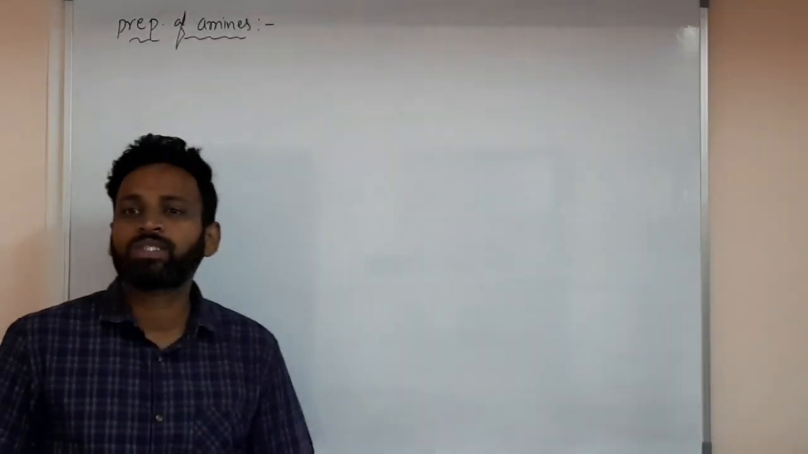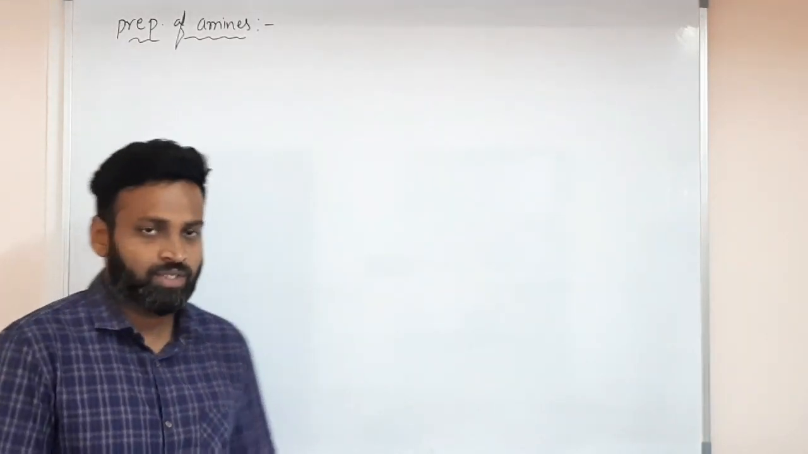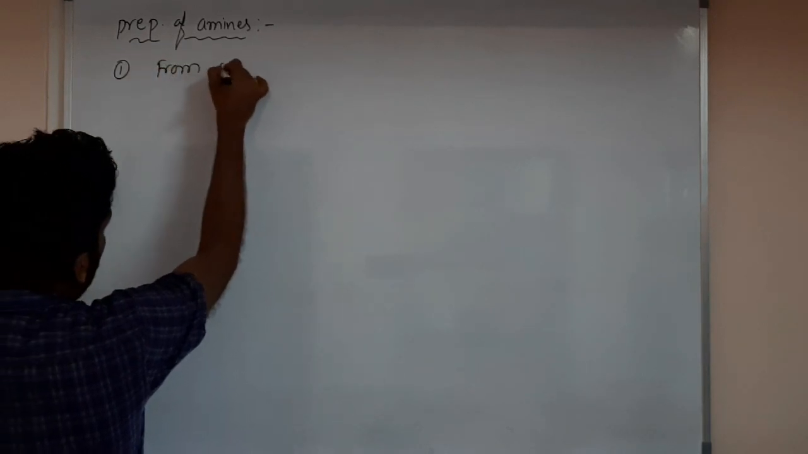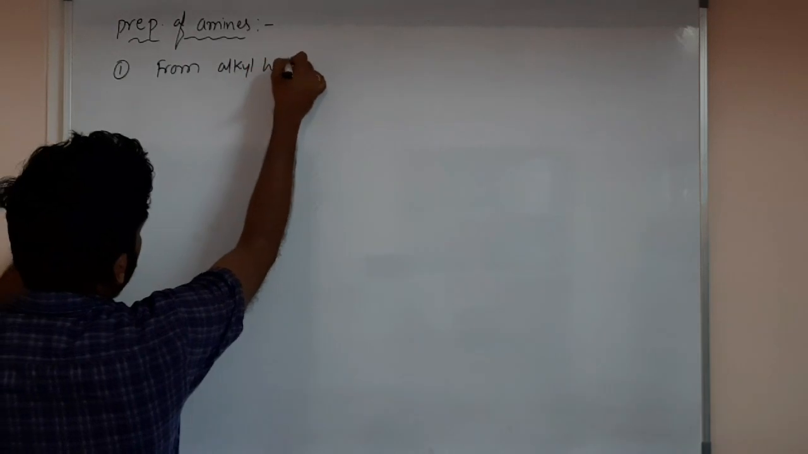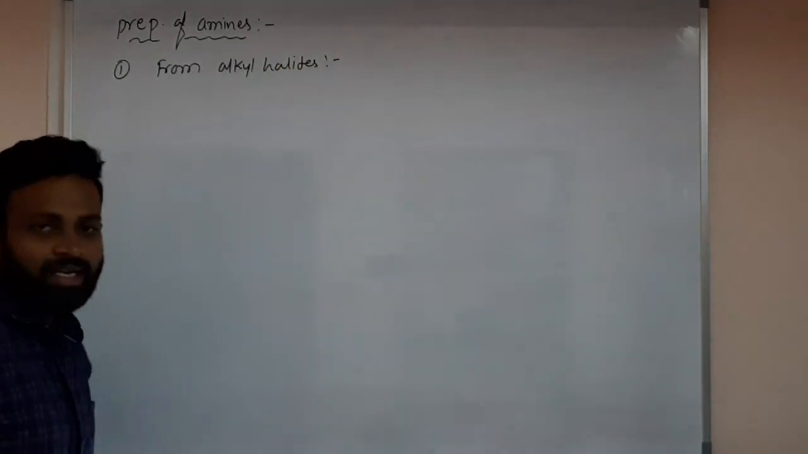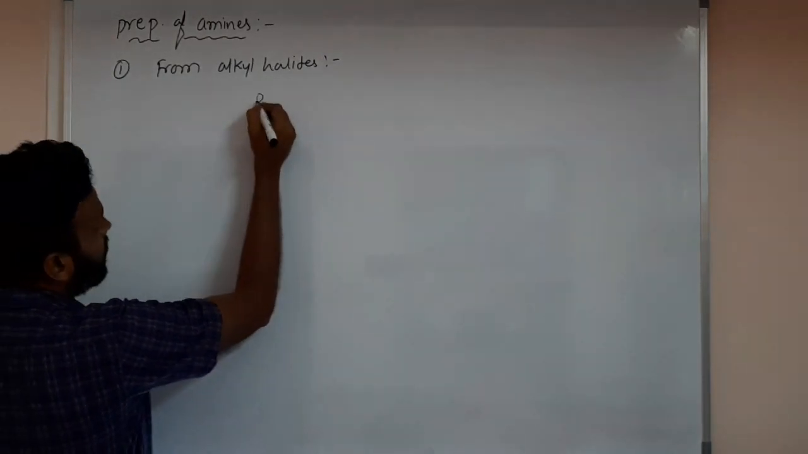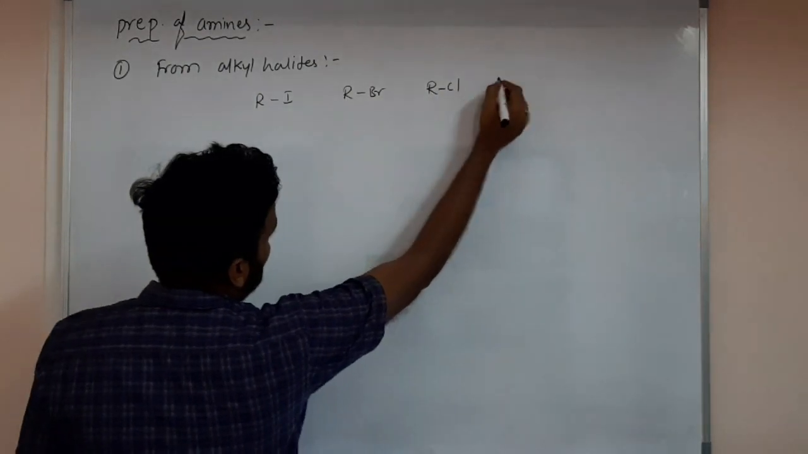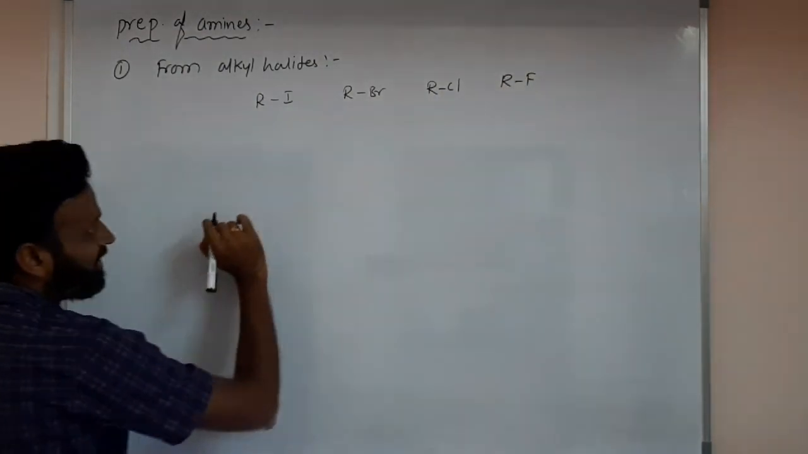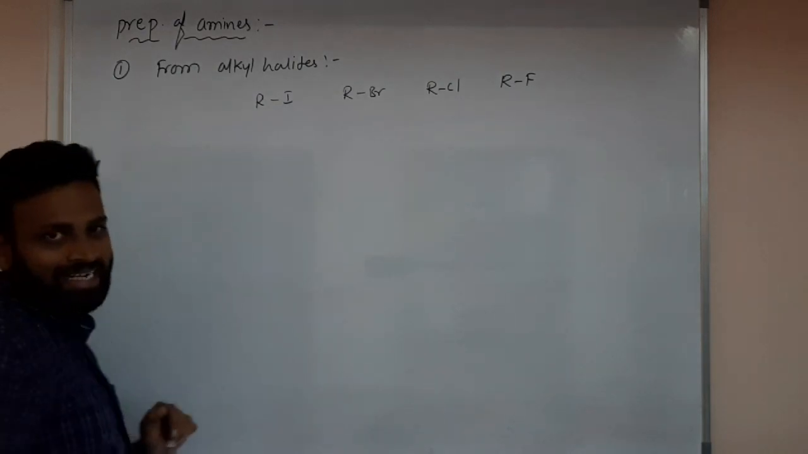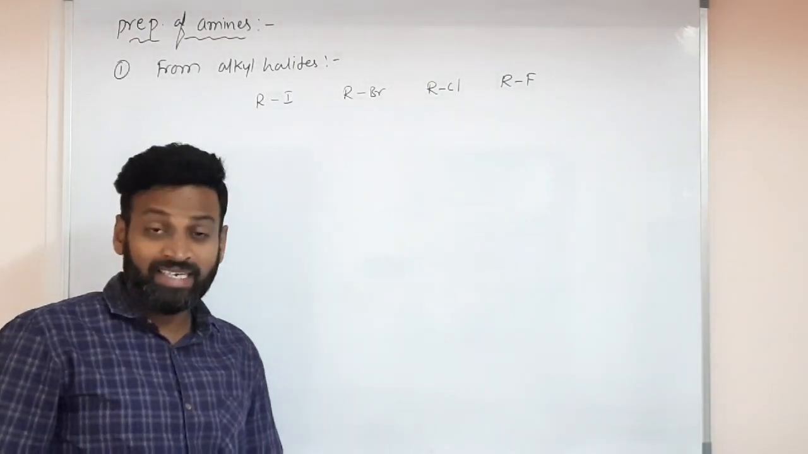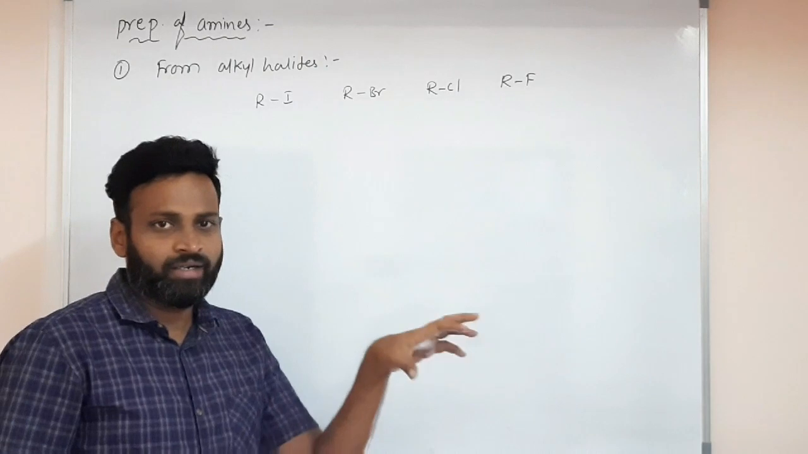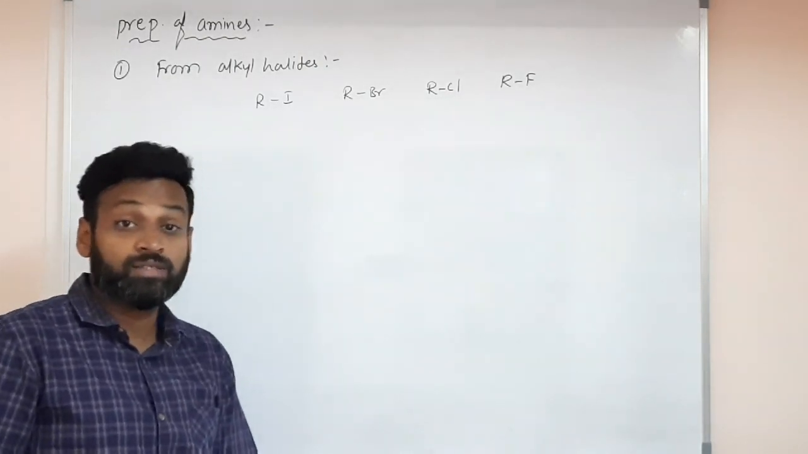Now we have to discuss preparations of amines. Okay, so one by one let's see from alkyl halides. If you see R-I, R-Br, R-Cl and R-F, these are alkyl halides. When these alkyl halides react with ammonia, you can get amines. Primary, secondary, tertiary, up to quaternary ammonium salts we can have.